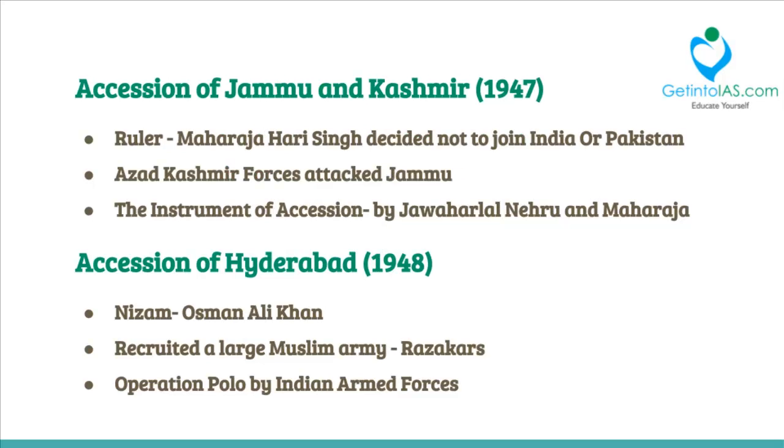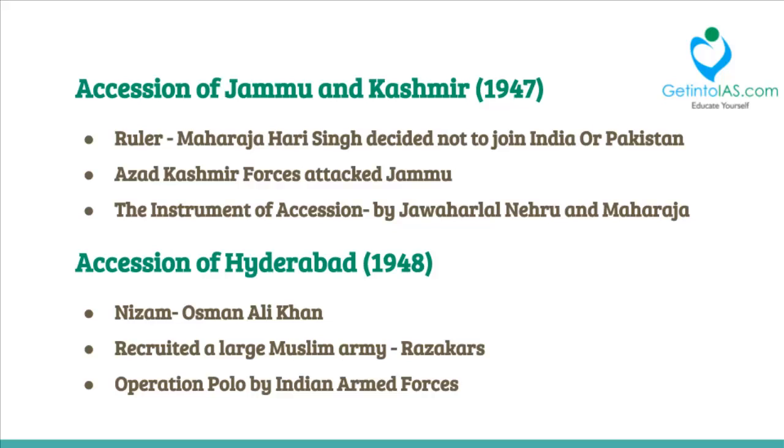Next, the accession of Jammu and Kashmir. How was Jammu and Kashmir annexed? At that time, the ruler of Jammu and Kashmir was Maharaja Hari Singh. He decided not to join India or Pakistan. But on October 20, 1947, the Azad Kashmir forces, the Pakistan forces, attacked Jammu.